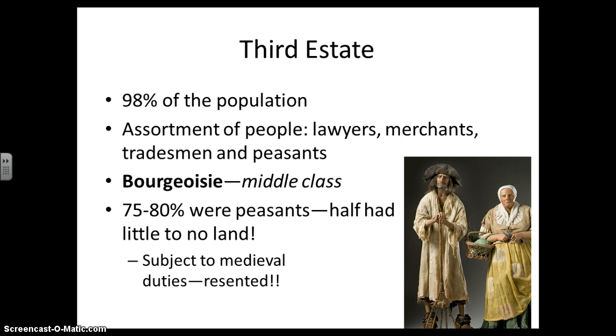So life's not great. One of the more influential classes that's on the rise in the third estate is a group known as the bourgeoisie, or the middle class. And they're going to become a really important component of the French Revolution when it breaks out in 1789.